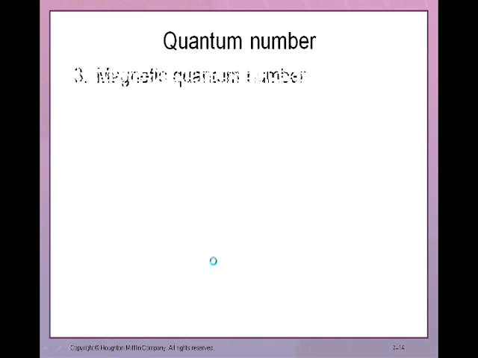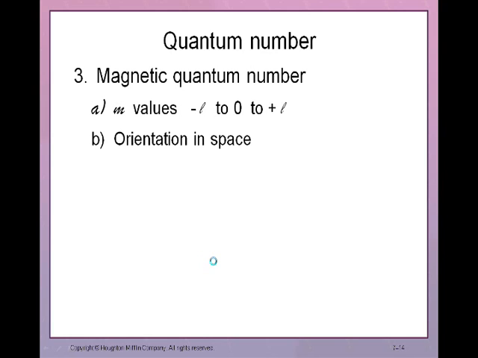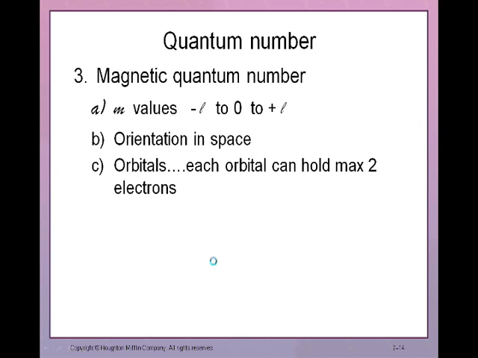The third quantum number is the magnetic quantum number, and it's abbreviated with an italicized or scripted m, and it can have values of negative l up through 0 and positive l. It describes the orbital's orientation in space. Now remember, each orbital can have no more than 2 electrons in it.